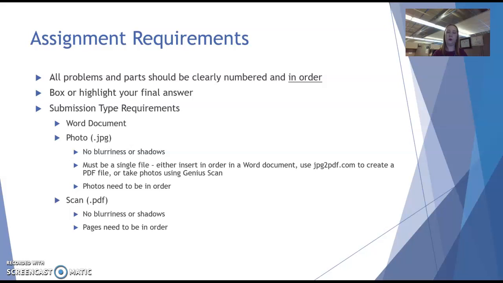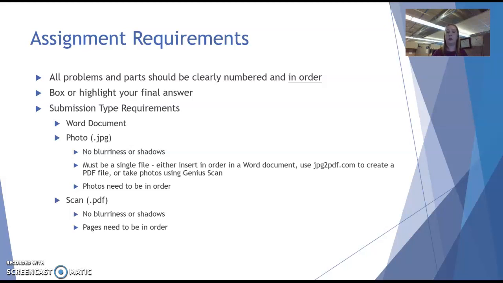So if you do photos or scans, you want to make sure that they're legible. So no blurriness, no smears. They need to be dark enough that we can read them. Please have everything in order. If it's not in order, you may have your work returned to you and may have to resubmit. We prefer a single file, not like 5 photos of work. Try to put it in one file.